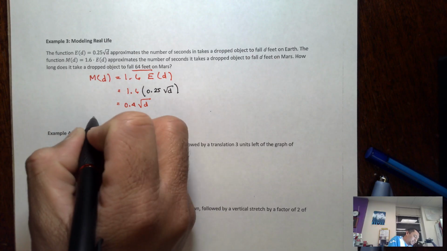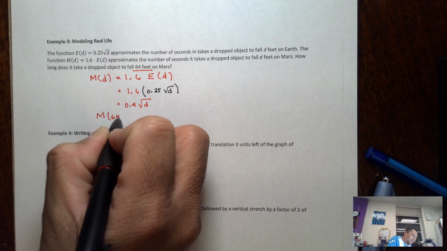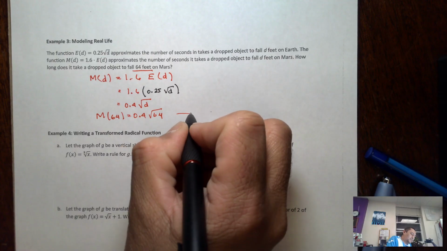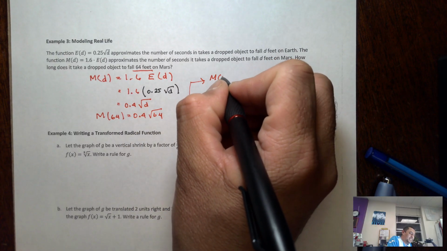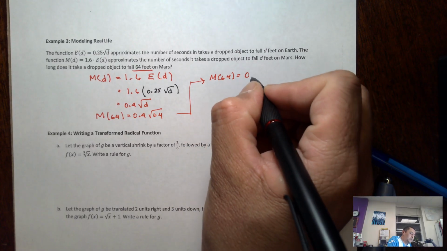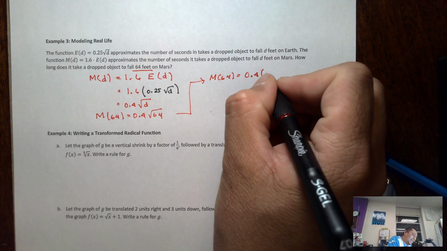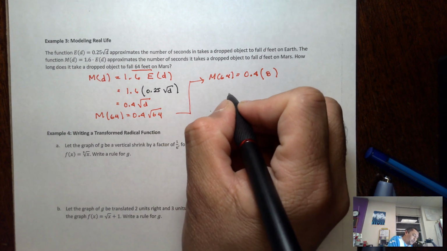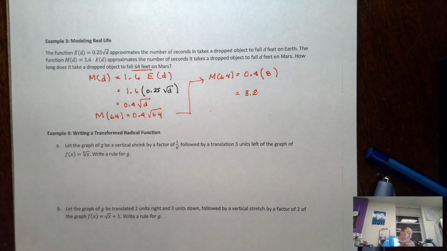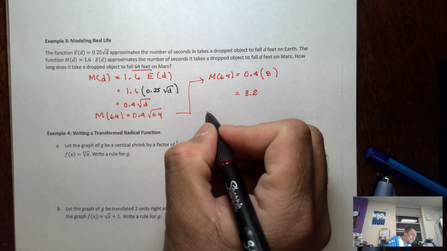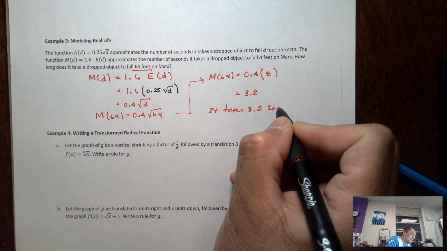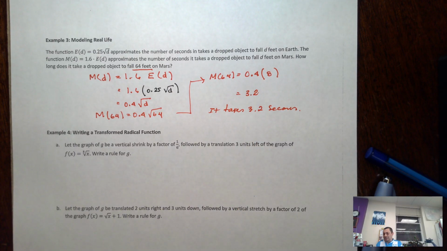So m of 64 equals 0.4 square root of 64. I'm going to continue here: m of 64 equals 0.4 times 8, because the square root of 64 is 8, and 0.4 times 8 is 3.2. So what is the solution? How long does it take a dropped object to fall 64 feet on Mars? It takes 3.2 seconds. That's an application that we have there.